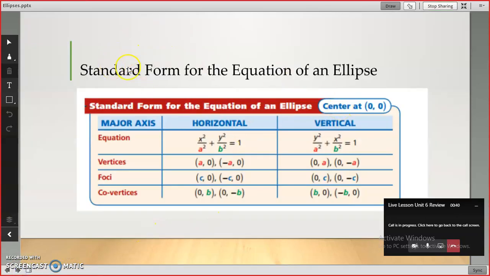Alright, so first, the standard form for the equation of an ellipse is shown below. We either have a horizontal or a vertical ellipse. This equation is for the center at 0, 0. I just wanted to give you a brief overview of it though. The equation is x squared over a squared plus y squared over b squared equals 1, where a is the bigger number. So when a is the bigger number under the x value, then it's horizontal. When it is the bigger value under the y value, it's vertical. Okay?